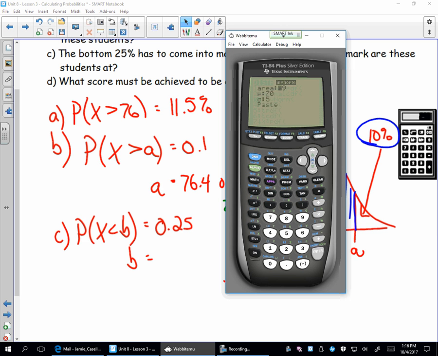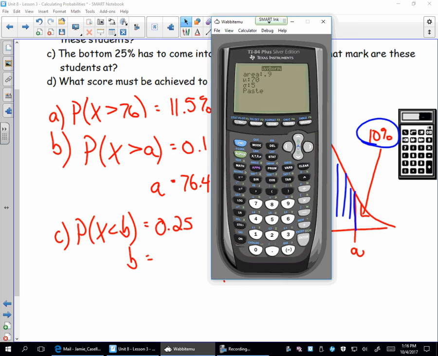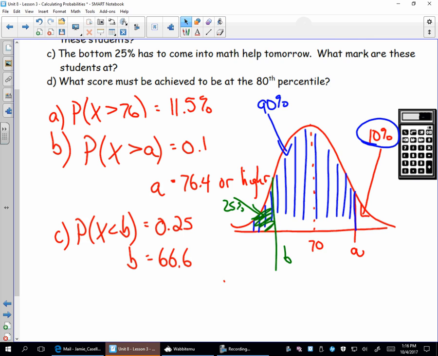Okay, so number 3, my percentage this time from the left-hand side, from the left up to B, is 25%. So I'm putting in 0.25. Mean and standard deviation are the same. Calculate. If you scored 66.6 or lower, you're in the bottom 25%. And if you're above that, you're good for tomorrow. And last one of these.